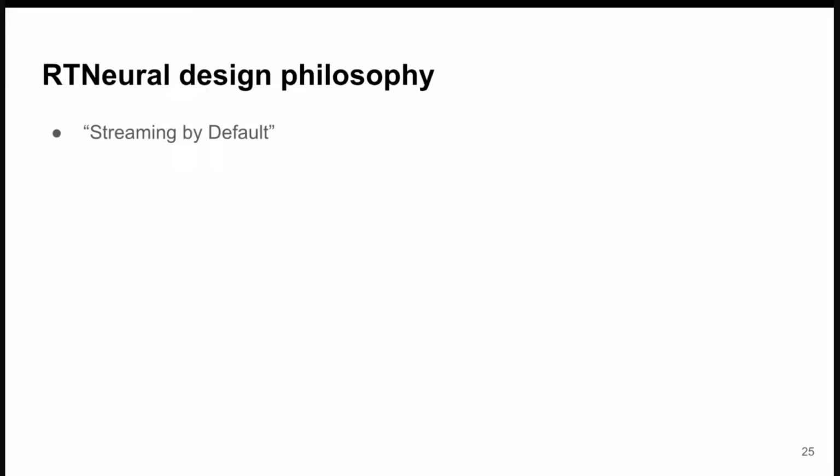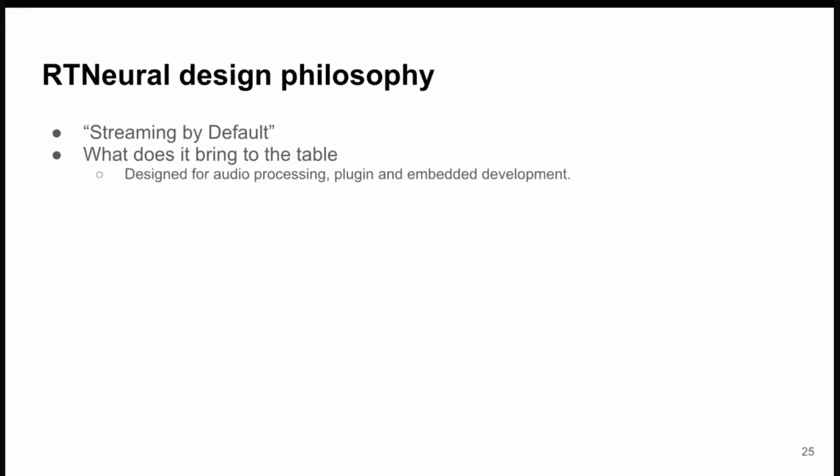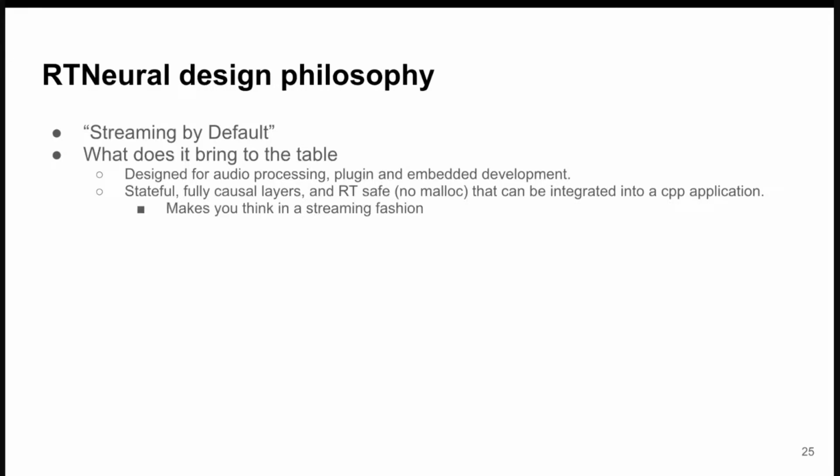So with RTNeural, the idea is that we wanted it to be kind of a streaming by default inferencing engine. So the natural way that you write your code should be in this sort of streaming format. And I've mostly been using it for audio processing things. I've heard of some other people looking at using it for medical devices and things like that, but I don't really know how well suited it is for those applications. But the general idea is that you want to have these stateful and causal layers that are guaranteed to be real-time safe, and you can just integrate them into your C or C++ application in this streaming fashion that we mentioned.